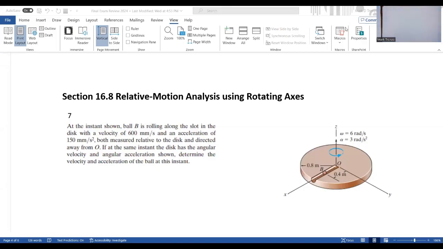So we're going to take a look at this problem. At the instant shown, ball B is rolling along the slot in the disk with a velocity of 600 millimeters per second, an acceleration of 150 millimeters per second squared, both relative to the disk and directed away from O. If at the same instant the disk has an angular velocity and angular acceleration as shown, determine the velocity and acceleration of the ball at that instant.